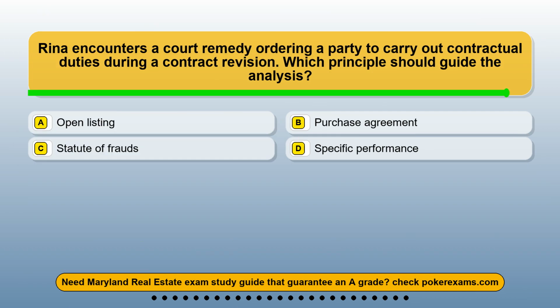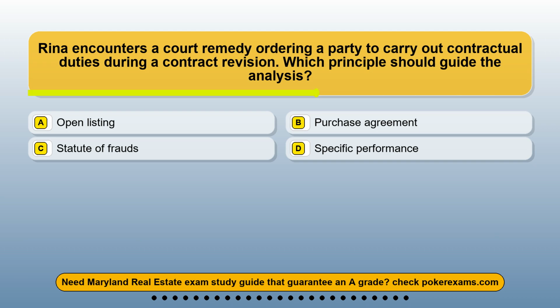Question 16. Rena encounters a court remedy ordering a party to carry out contractual duties during a contract revision. Which principle should guide the analysis? Option A, open listing. Option B, purchase agreement. Option C, statute of frauds. Option D, specific performance.